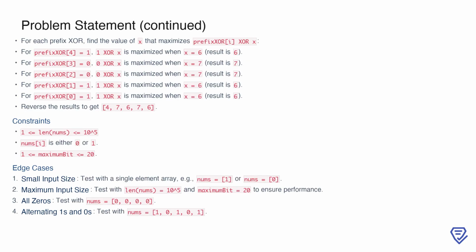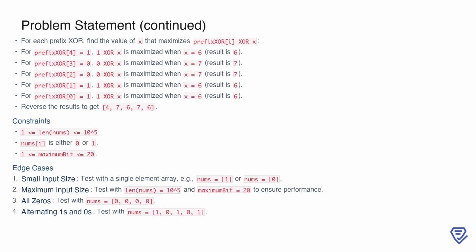Now, let's look at another example where nums equals 1, 0, 1, 0, 1, and maximum bit equals 3. Here, maximum bit equals 3 means max_number equals 2^3 - 1, which equals 7. The prefix XORs for this array are 1, 1, 0, 0, 1. For each prefix XOR, we calculate the x value that yields the maximum XOR result.